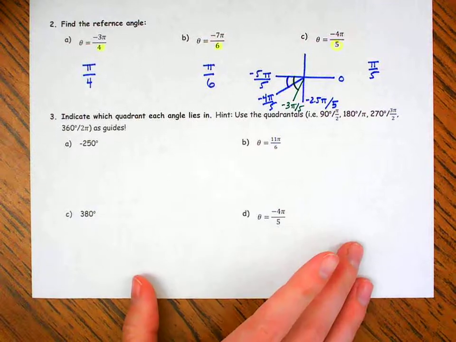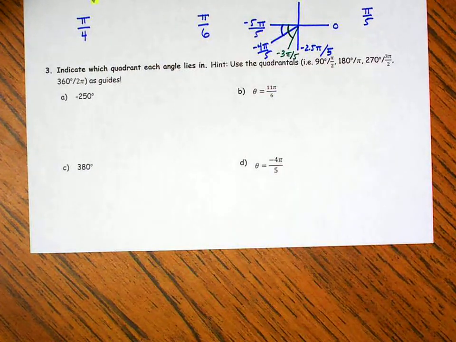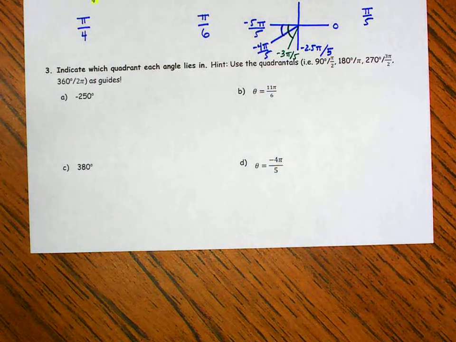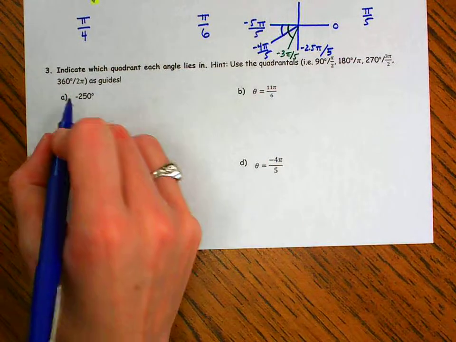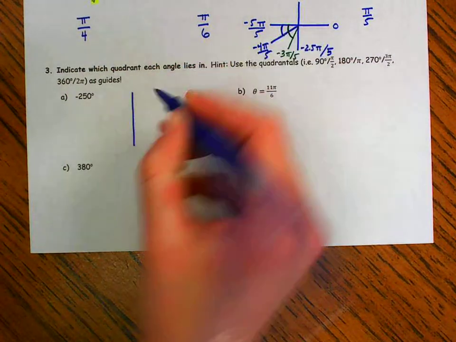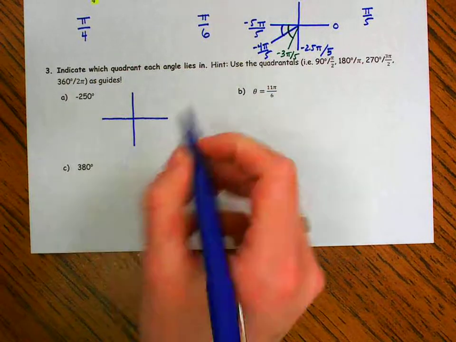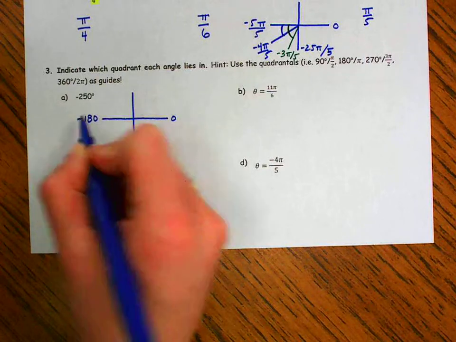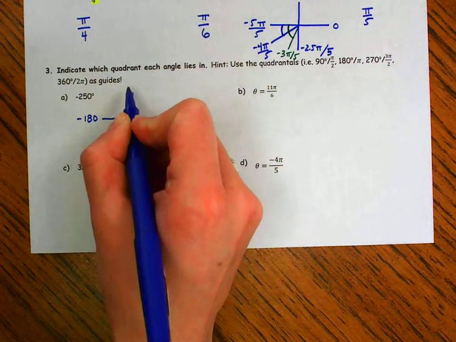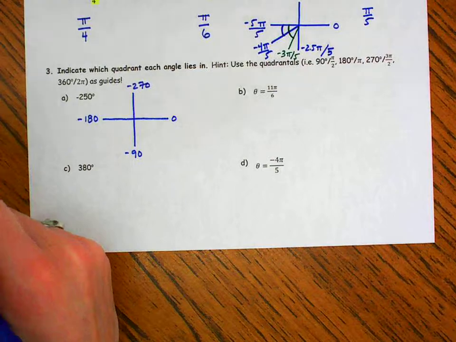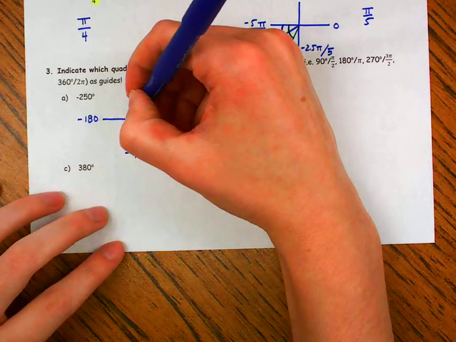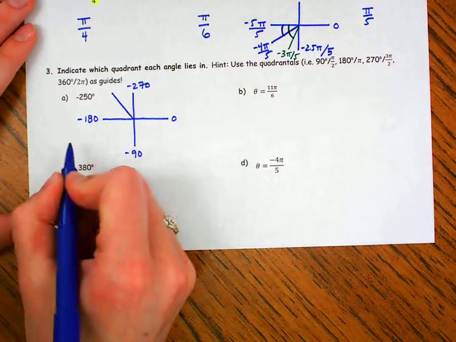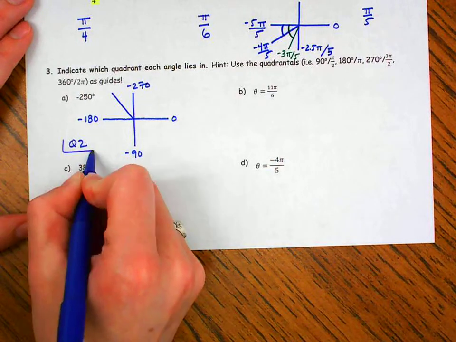Okay? So now let's move on to quadrants. We want to figure out which quadrant each angle lies in. So this hint here was to use the quadrantal. So for degrees, I'm going to use degrees on my quadrantal. So this is 0. Remember, pi or 180 goes over here. Because it's negative, I'm going to go down first. And then we just want to see where this fits. Well, this is going to fit in between 180 and 270. So the answer for this one is going to be quadrant 2.